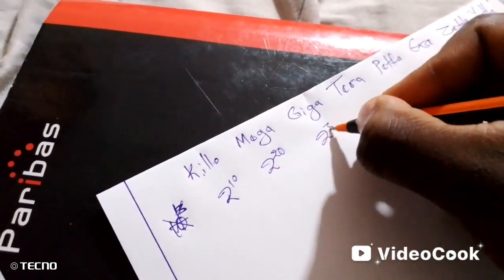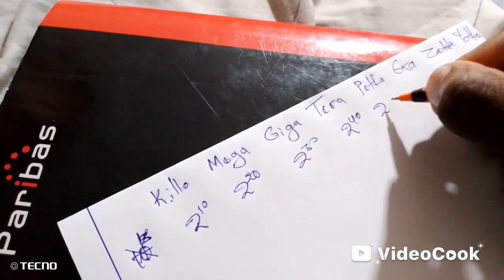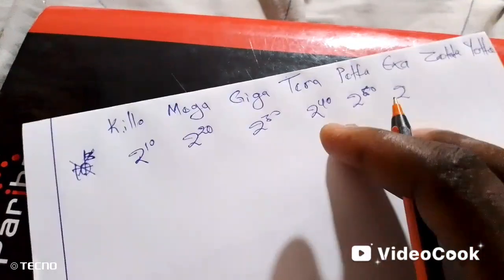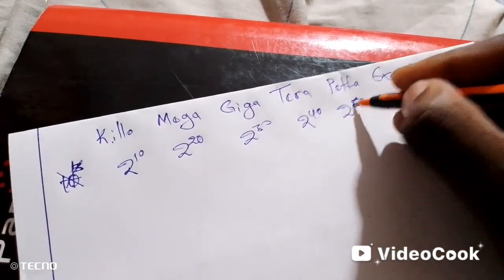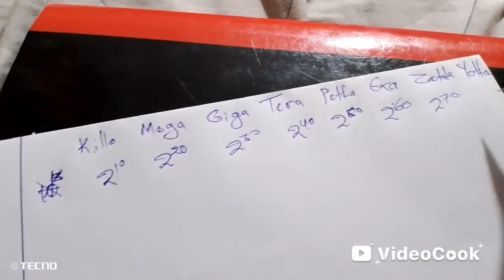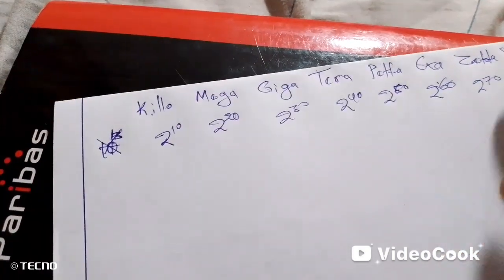This is 2 to the power 30. This is 2 to the power 40. Then 2 to the power 50, 2 to the power 60, 2 to the power 70, and this is 2 to the power 80. So that's how they are used in CS110.